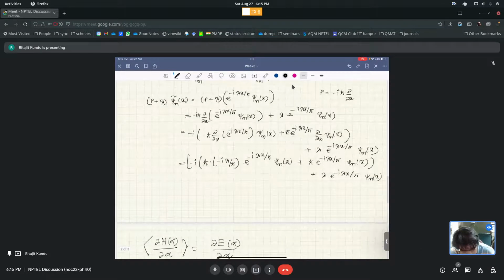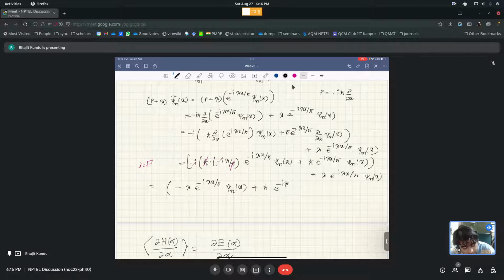Okay, so let's try to simplify these things. In the first term, the h bar and this h bar cancel, and from the two i's I'll get a minus 1, because i is just the square root of minus 1. So it becomes minus lambda e to the power minus i lambda x by h bar psi n of x, plus h bar e to the minus i lambda x by h bar psi n of x.